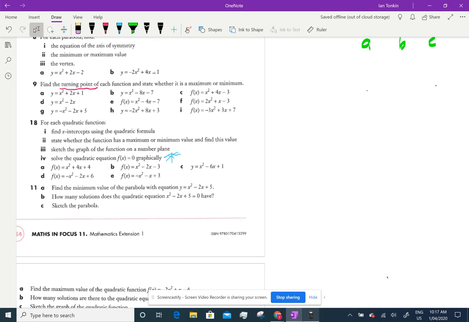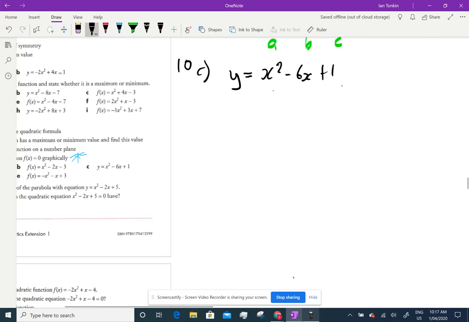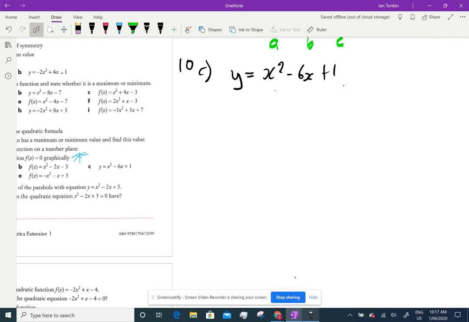So let's do two of them, and I'll do a positive and a negative. So I'll do C and E. So this is 10. Don't worry about the fact it says 18. 10, C. So what have we got? Y equals x squared minus 6x plus 1. Now when you're doing this, go through those steps that I said at the beginning. Is it positive or negative? Well, a is positive, so it's a positive parabola. What's the y-intercept? Well, the y-intercept is 1. What's the vertex? Let's go.